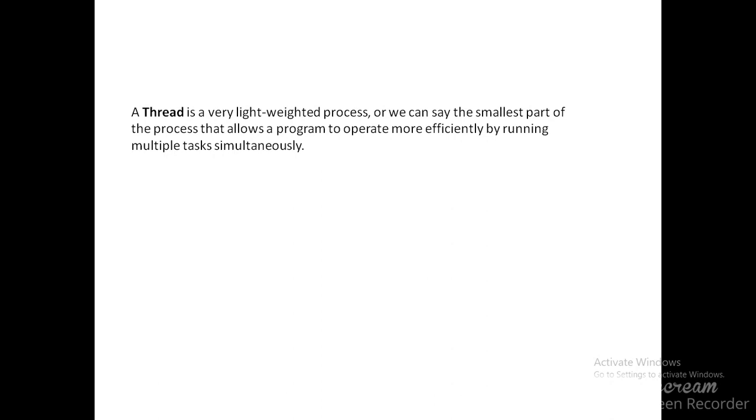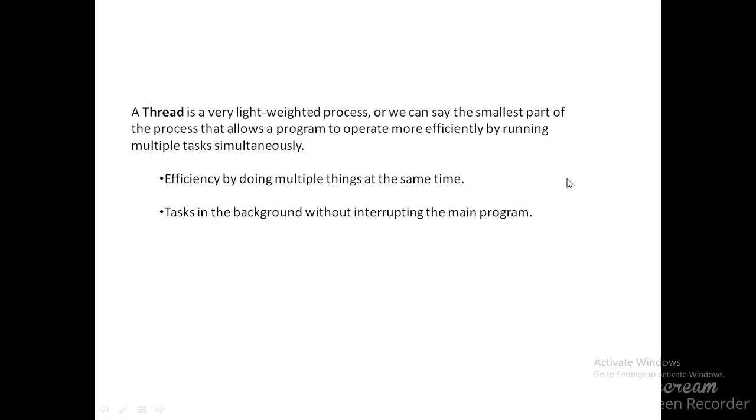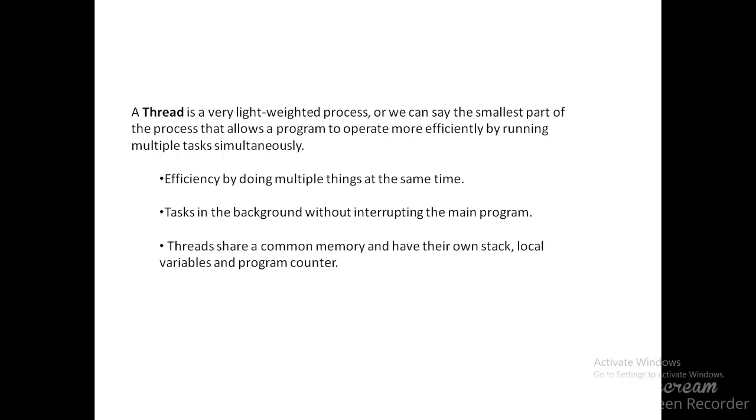Let's see the advantages of having the thread framework. It is a very lightweight process. It's a unit of process, the smallest part of the process, that allows a program to operate more efficiently by running multiple tasks simultaneously. When we have parallel processing, the time is automatically reduced. That is the advantage of having threads in place. We can run tasks in the background, such as fetching data from a database or sending a message. All these tasks we can do in parallel in the background using threads.